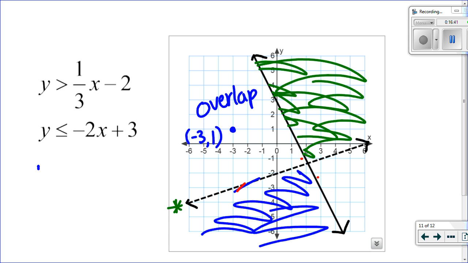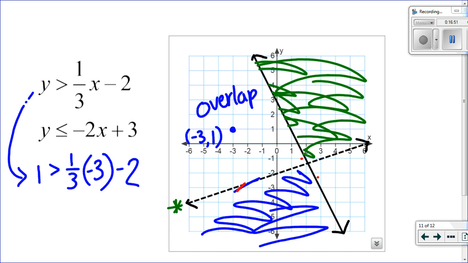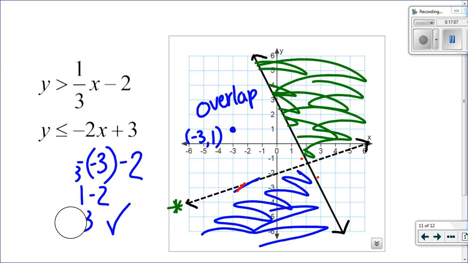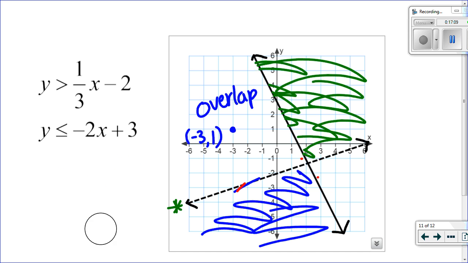So y is 1. It's greater than 1/3 times negative 3 minus 2. So 1 is greater than, well, 1/3 of negative 3 is negative 1, minus 2. 1 is greater than negative 3. Check. Works for that one. All right, so we're good for the first one. Let's try the second one.